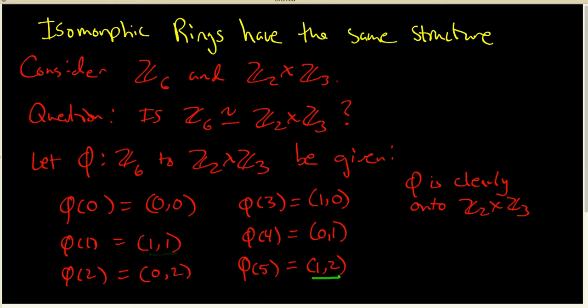Clearly phi is onto. And it's also quite clear that phi is 1 to 1 as well, because if I look at these answers, there are no duplicates. In other words, none of the elements in this set are being mapped to by more than one of the elements inside Z6. So phi is clearly both onto and 1 to 1, and hence phi might be an isomorphism.